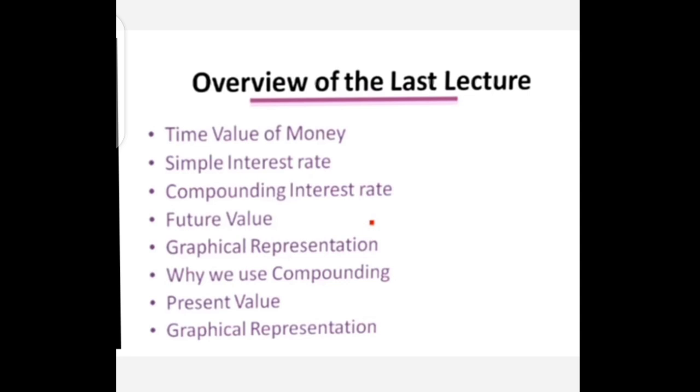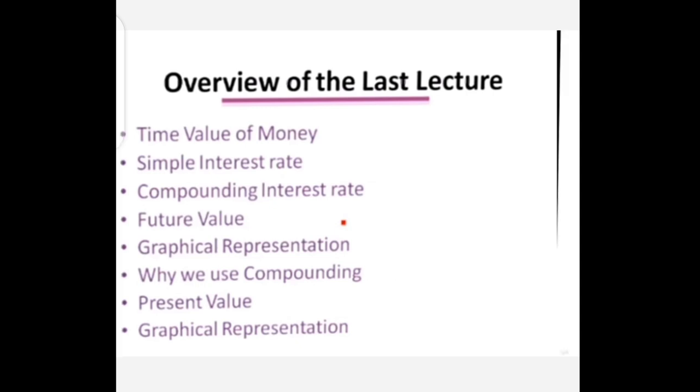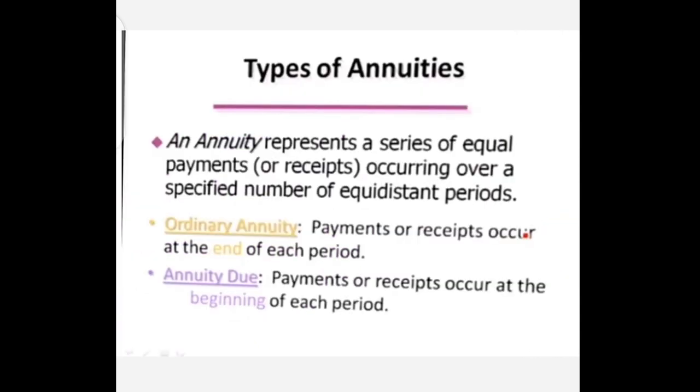In the previous lecture, we discussed topics from the time value of money: simple interest rate, compounding interest rate, future value, graphical representation, why we use compounding, present value and its graphical representation. In today's lecture, we will understand what an annuity is and what the types of annuities are.